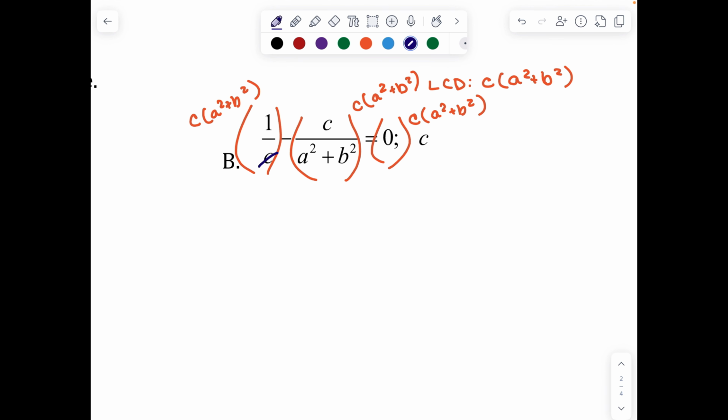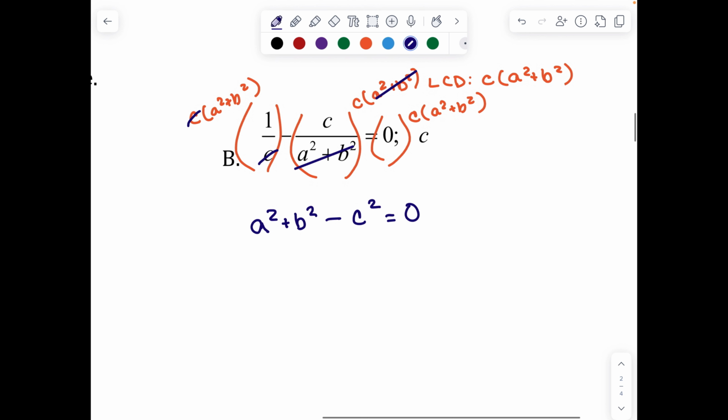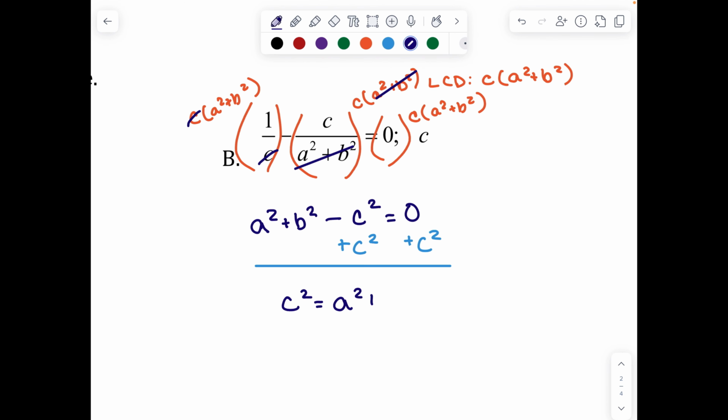So my C's are able to be gone. A squared plus B squared times 1 just gives me A squared plus B squared. Here, this whole A squared plus B squared cancels out, so I'm left with minus C times C, so that gives us C squared. And then again, 0 times anything is just 0. We're asked to solve for C, so we're going to get C squared by itself on its own side. So let's add C squared to both sides. So we're left with C squared equals A squared plus B squared.